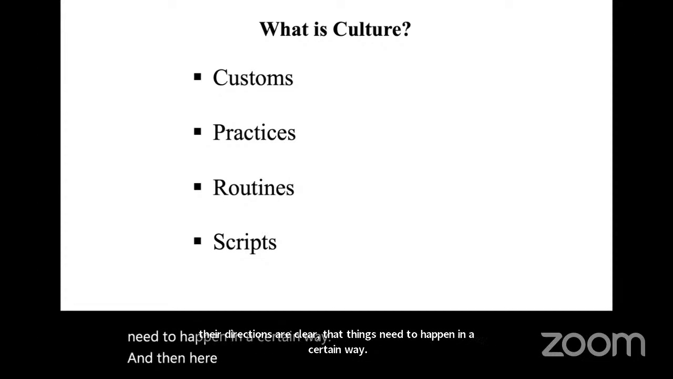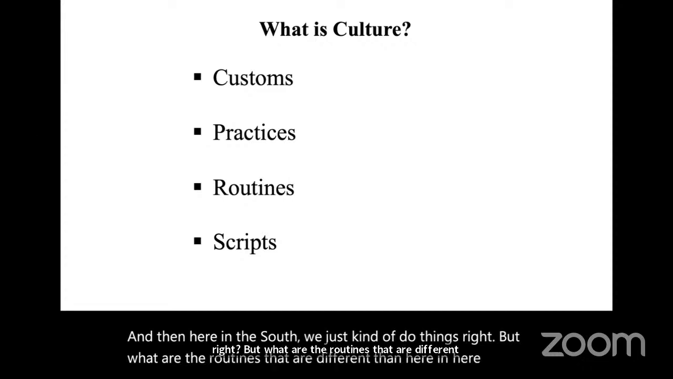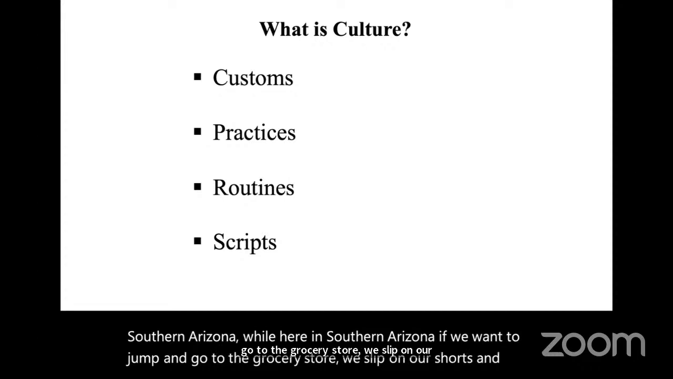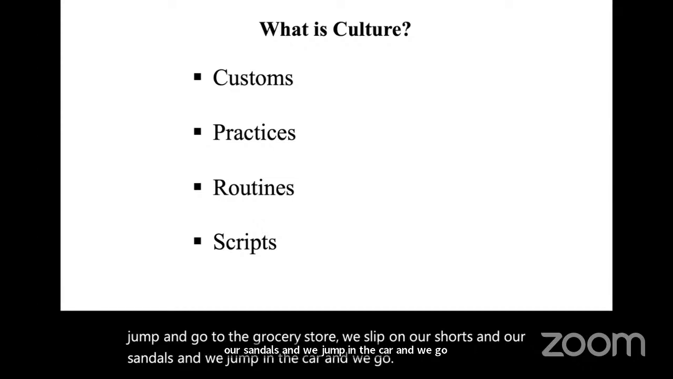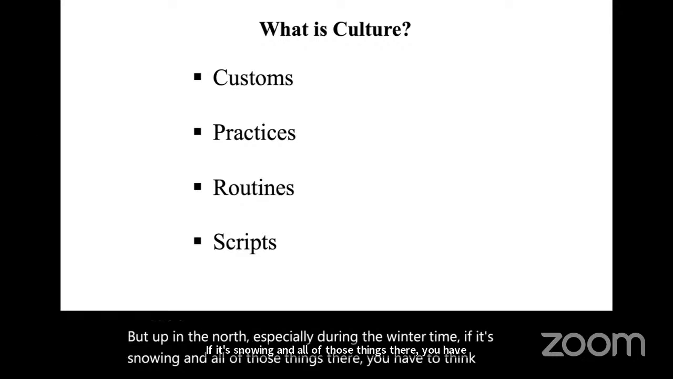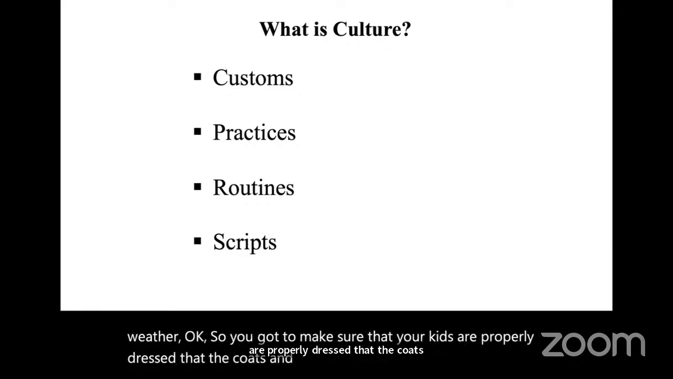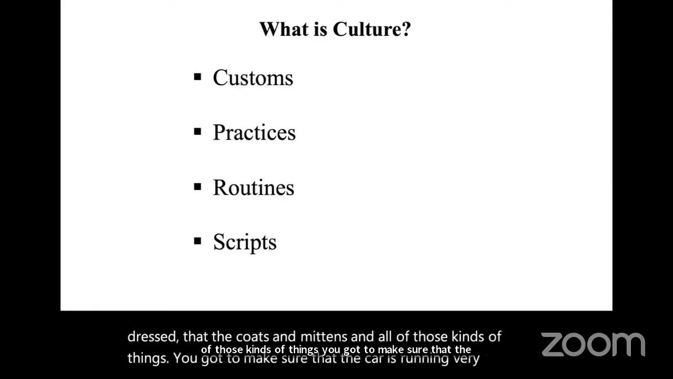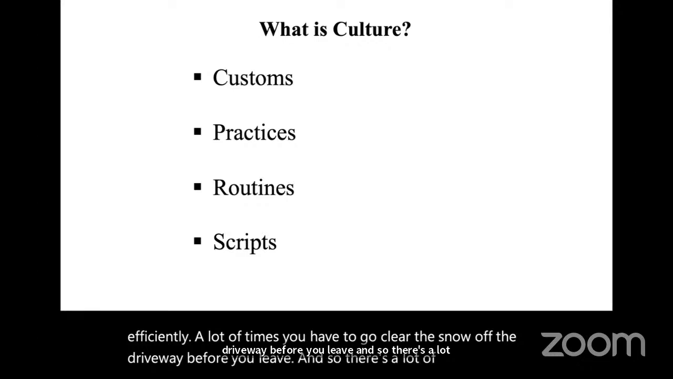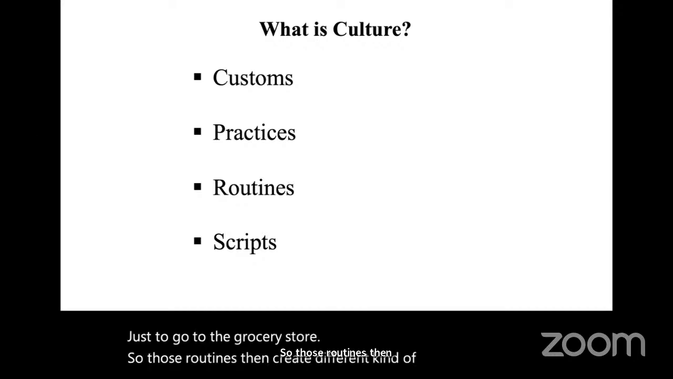And here in the south, we just kind of do things, right? But what are the routines that are different here in southern Arizona? Well, if we want to go to the grocery store, we slip on our shorts and sandals and jump in the car and go. But up in the north, especially during winter, if it's snowing, you have to think about the weather. You have to make sure your kids are properly dressed, with coats and mittens. You have to make sure the car is running very efficiently. A lot of times you have to clear the snow off the driveway before you leave. So there's a lot of planning just to go to the grocery store. Those routines create different cultural things, such as planning for things.